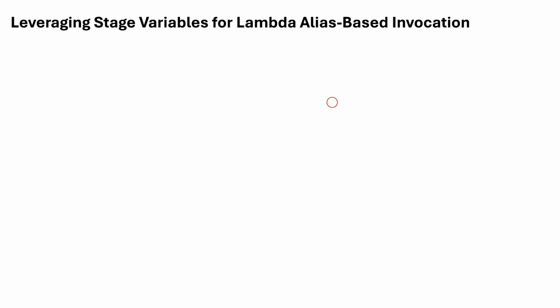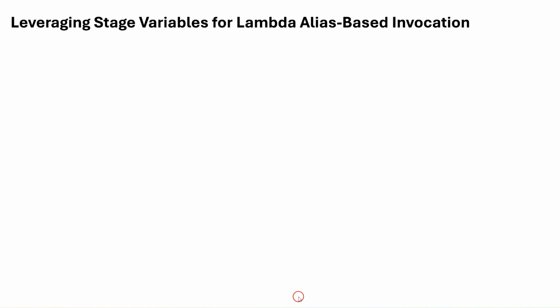Now we're going to see how stage variables will be used in a real world example. For that, we'll see leveraging stage variables for Lambda alias based invocation. Here we are using Lambda aliases, and I hope you remember what Lambda aliases are. For a single Lambda function, you create multiple versions, and each version can be tagged with an alias. Each alias can reference two versions based on weight, so the traffic can be routed.